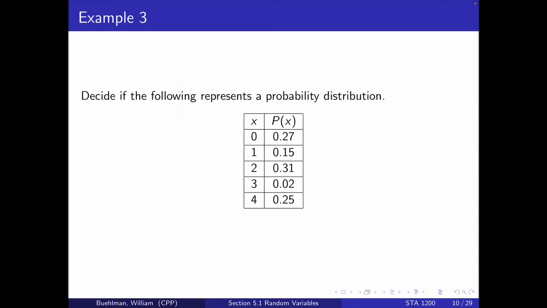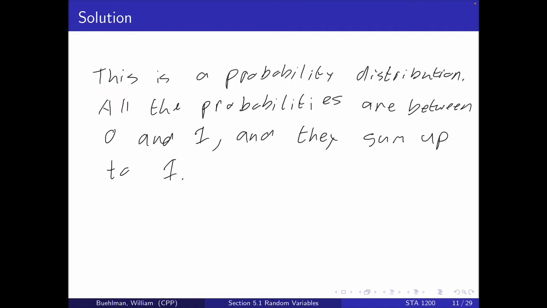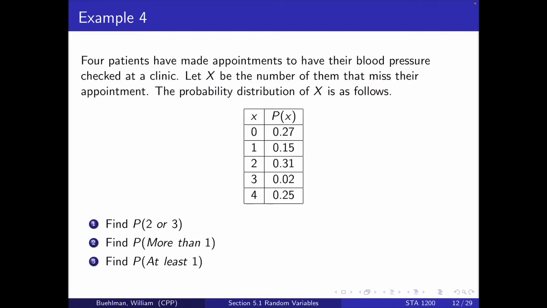Example 3. Decide if the following represents a probability distribution. This is a probability distribution. All of the probabilities are between 0 and 1 for each of the x's, and when you sum them together, we get 1, so thus it is a probability distribution. Example 4. 4 patients have made appointments to have their blood pressure checked at a clinic. Let x be the number of them that missed their appointment. The probability distribution of x is as follows.